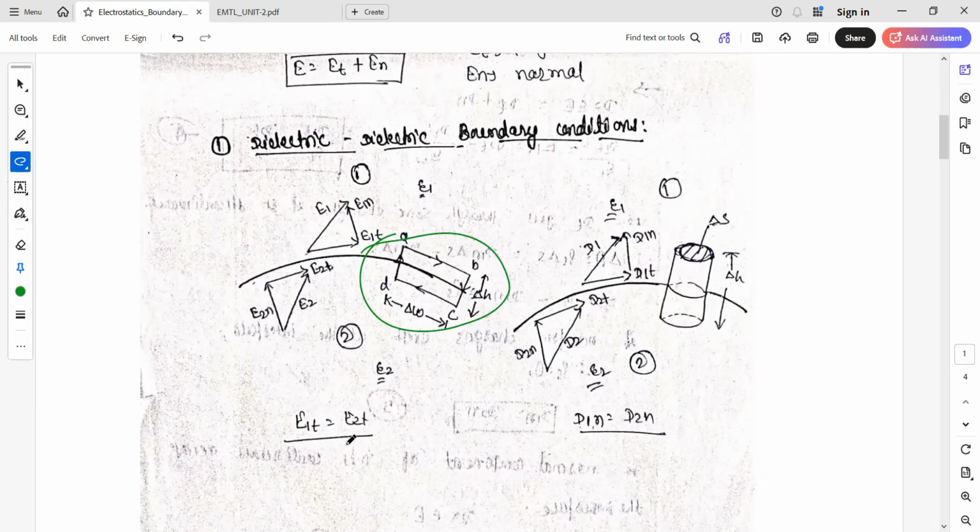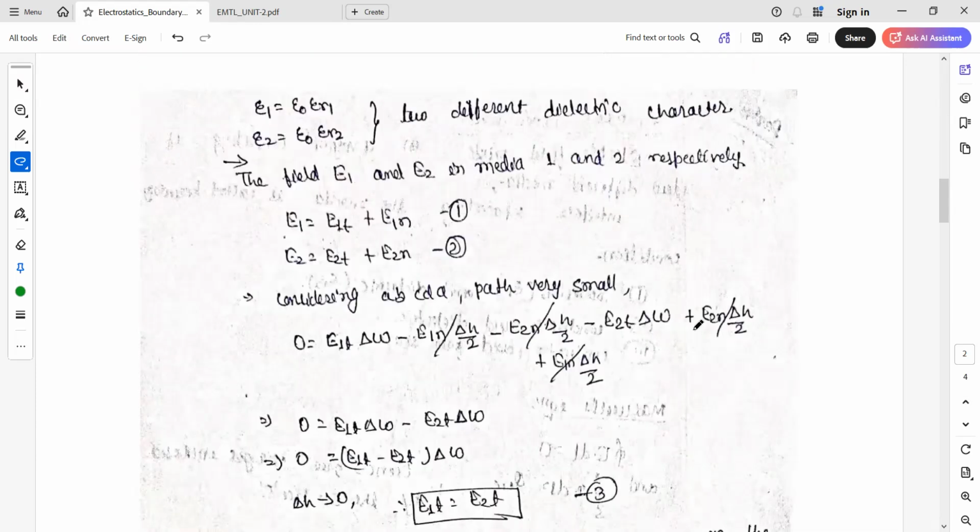So later we'll see that the tangential component of the electric field intensity is conservative, and the normal component of the electric flux density is conservative. So here, the main thing that is important is how we write the expression, and the total potential is going to be zero, or the sum of that. So E1t Δw. Okay.